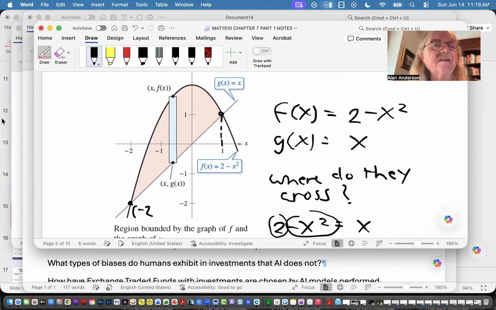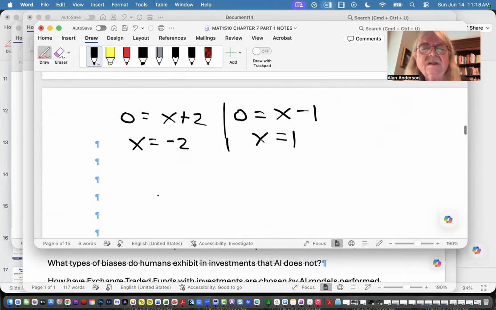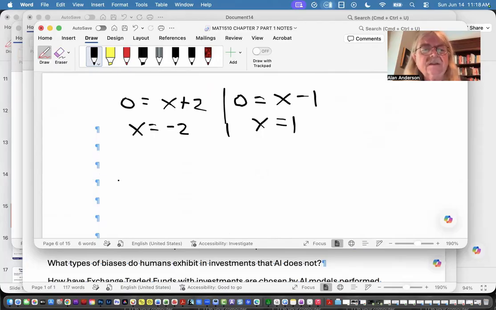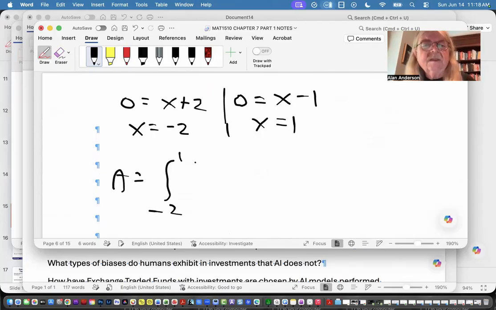what I'll do instead is this. And now we can apply the technique that we've been using, except now we know that we're supposed to use the range from -1 to 1. Okay, sorry, -2 to 1. So the area will be this.